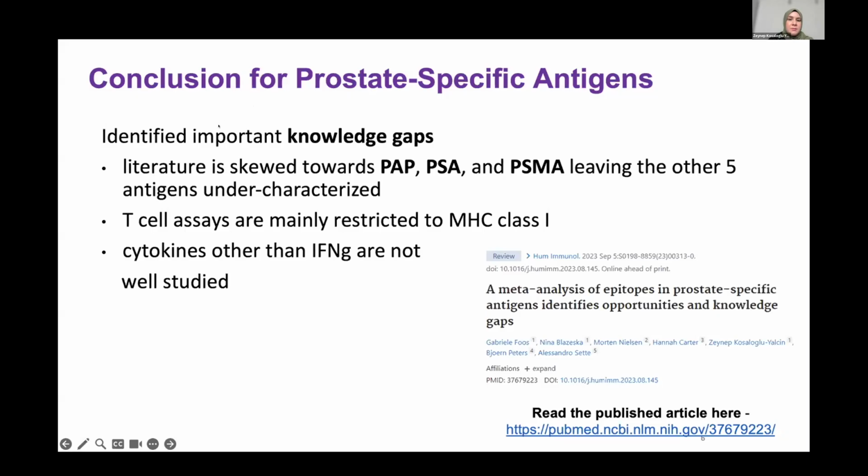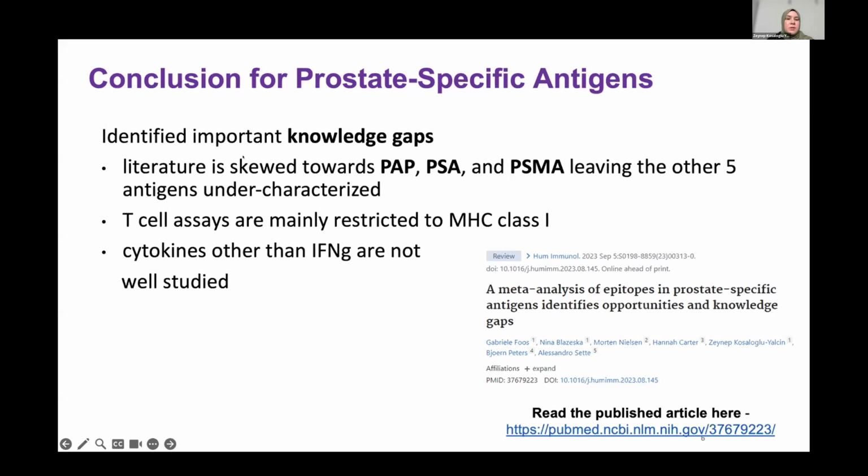the field, and hopefully people will be more motivated to analyze and to investigate the missing parts of these antigens and the different assays, and to have a more granular view of what these antigens are doing. So the literature is highly skewed towards the top 3, PAP, PSA, and PSMA, and the other 5 antigens remain under-characterized. So this might be a good opportunity to invest some time to also investigate the other antigens.